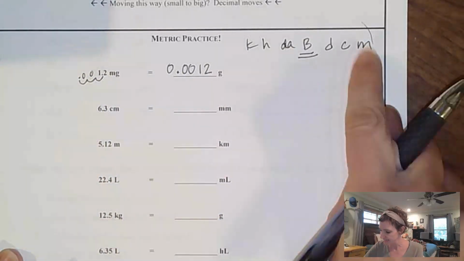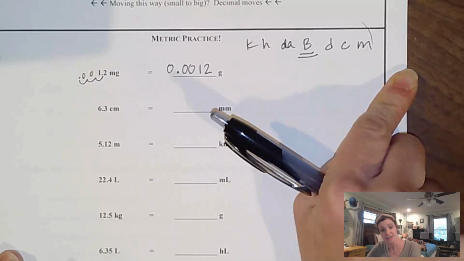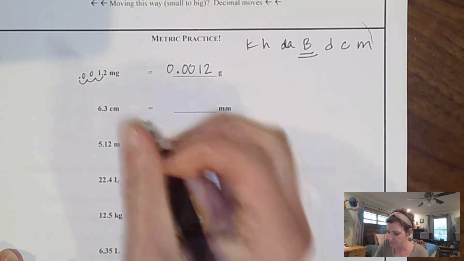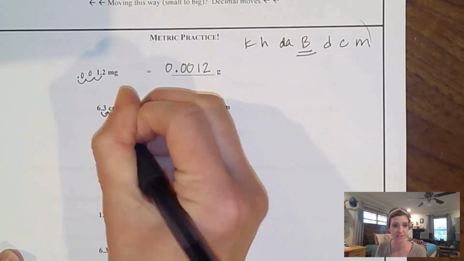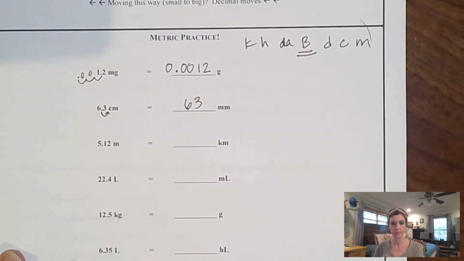So we go centi to milli. So I'm moving one place, that direction. Here's my decimal. I'm ready to move him one place in that direction. So now we just have 63 millimeters. Love that for us. Okay, next one.